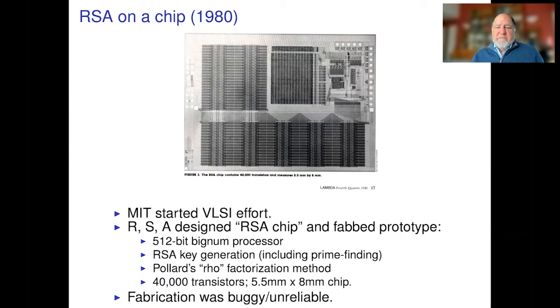It had multipliers for multiplying big numbers together, up to 512 bits. It did prime finding and even a Pollard rho factorization method. It had 40,000 transistors. We had it fabbed and had some copies, but it didn't quite work. There were some electrical problems with the design. We still don't know exactly what, but it was an early prototype saying, yes, this could be done easily in VLSI circuitry.